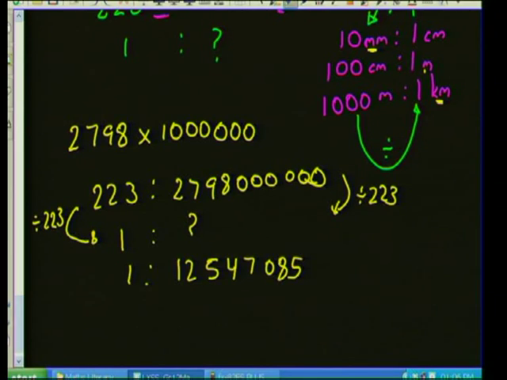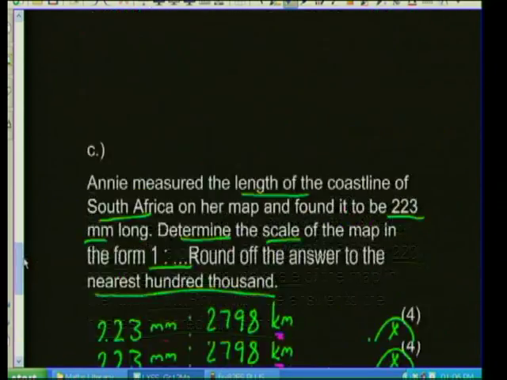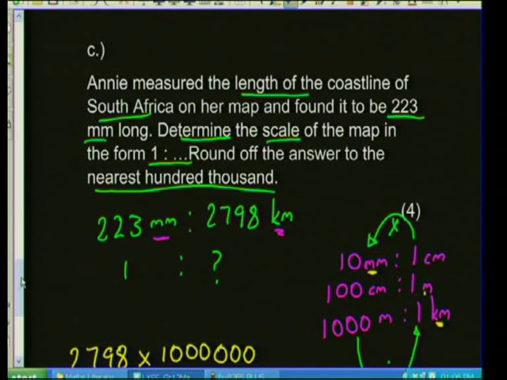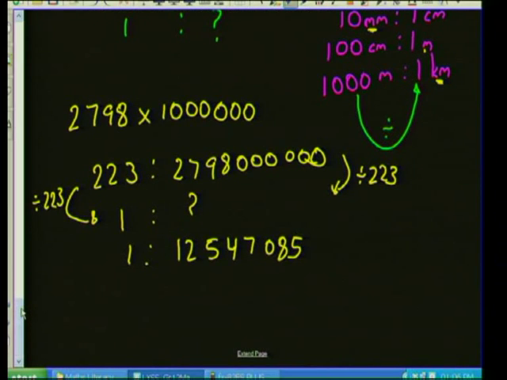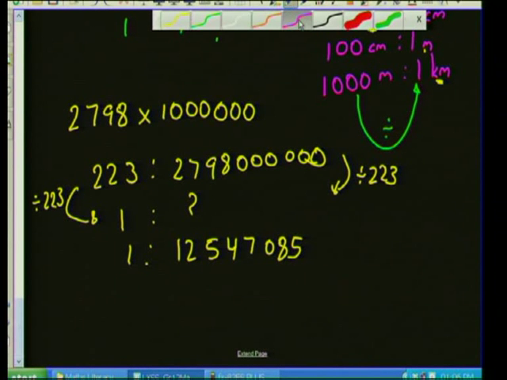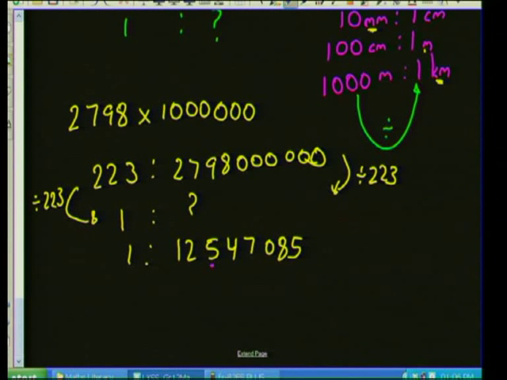And that was 1. But remember, my question said round off to the nearest 100,000. So where's my 100,000? I'm going to take a different color pen to do that. There's my 100,000. I've got 500,000. I need to round to the nearest.